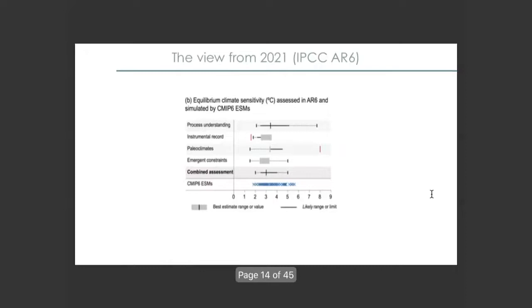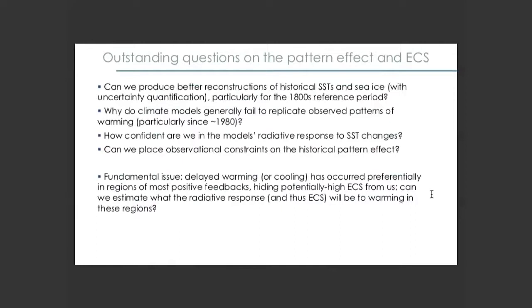We talked about a lot of these, but I'll just reiterate the ones I think are really important here. This is all dependent on using GCMs, AGCMs, given historical warming patterns to calculate this. Number one, we have no observational constraint on the pattern effect directly yet. We are also incredibly dependent on the observed or reconstructed SST patterns, which we know are quite spotty going back further in time. So can we produce better reconstructions of SSTs, particularly before 1900, which is our base period for these climate sensitivity calculations? We need to know why climate models fail to reproduce a lot of the observed patterns of warming. We need to understand and quantify how confident we are in models' radiative response to those patterns, because we're using the models to quantify the pattern effect.